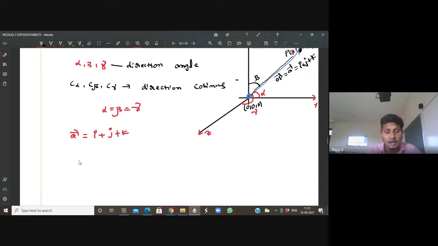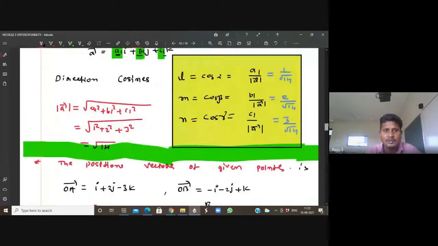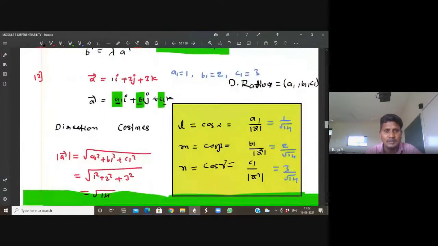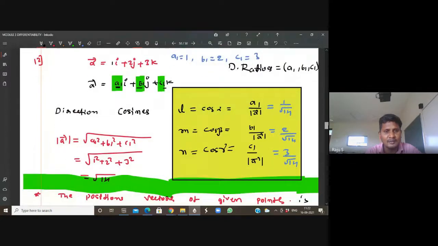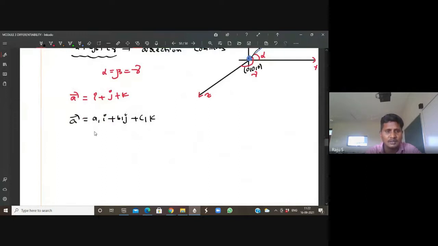Got it? Any vector, when they ask this kind of question, we have to find cos alpha, cos beta, cos gamma. Just now we have already done this. First you have to find the direction cosines, by comparing with a1 i plus b1 j plus c1 k, as we just did. After that you have to find the magnitude, then find cos alpha, cos beta, cos gamma. That's it. Here also we will do the same.